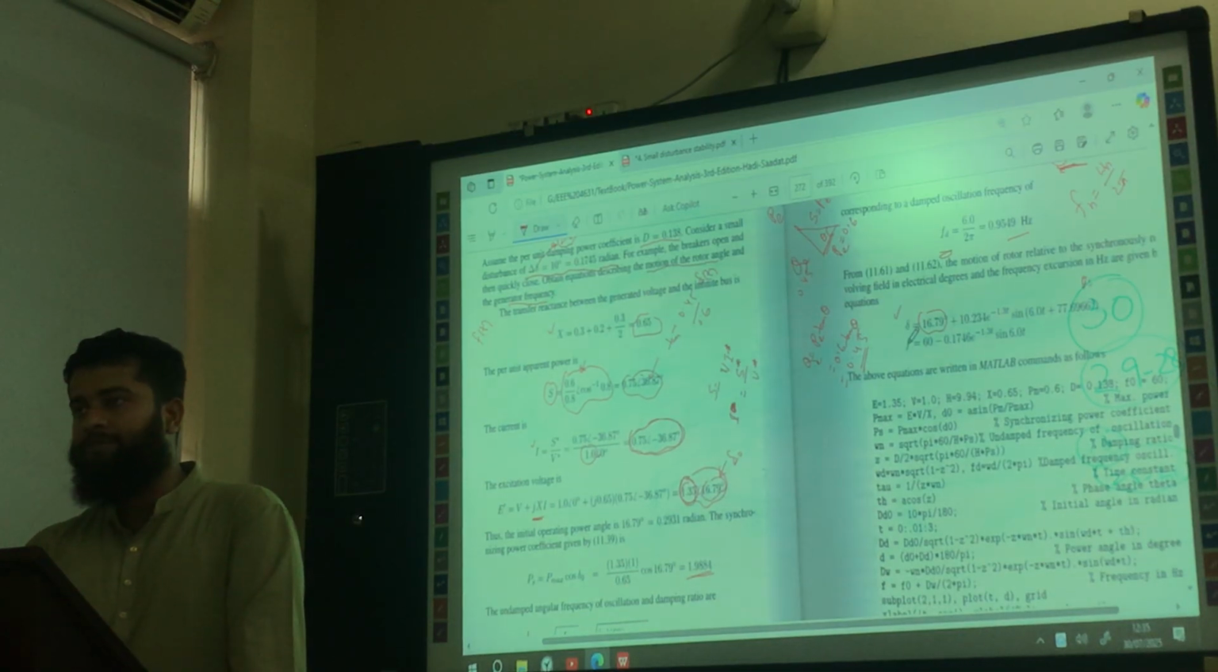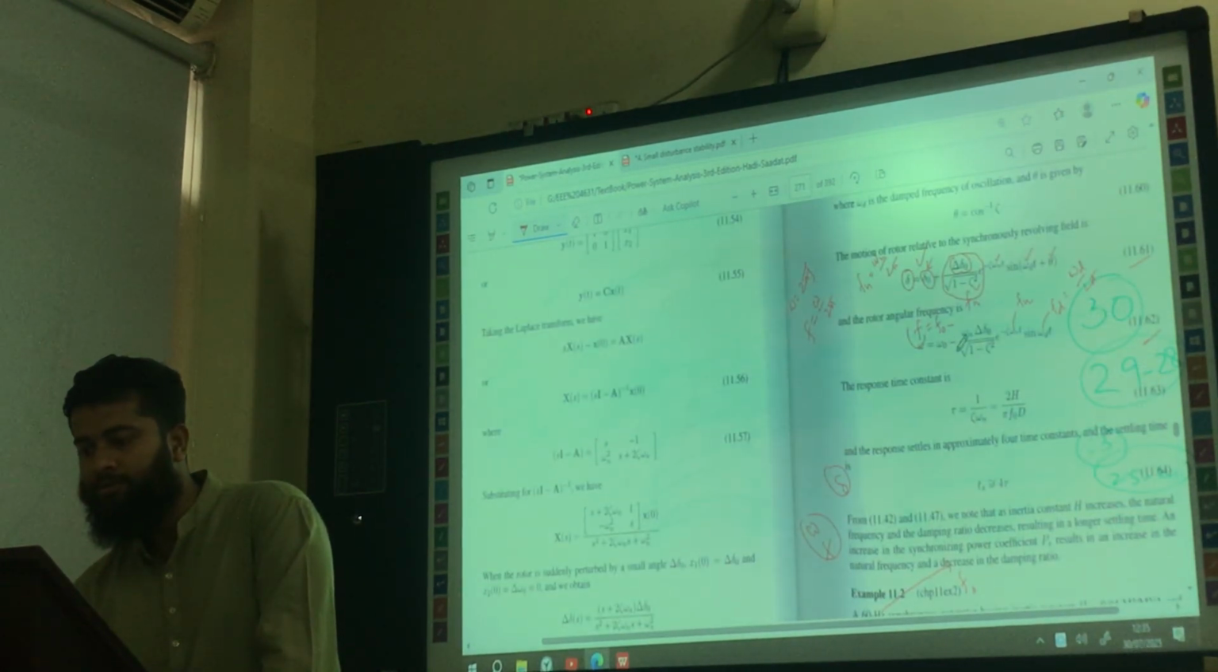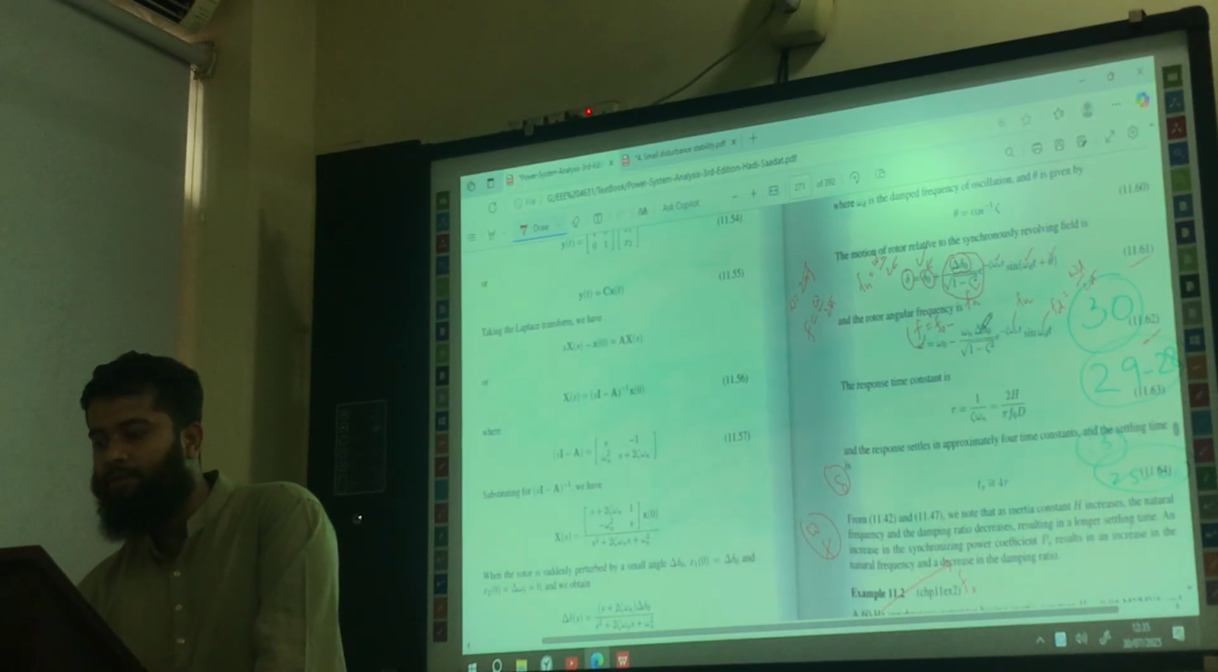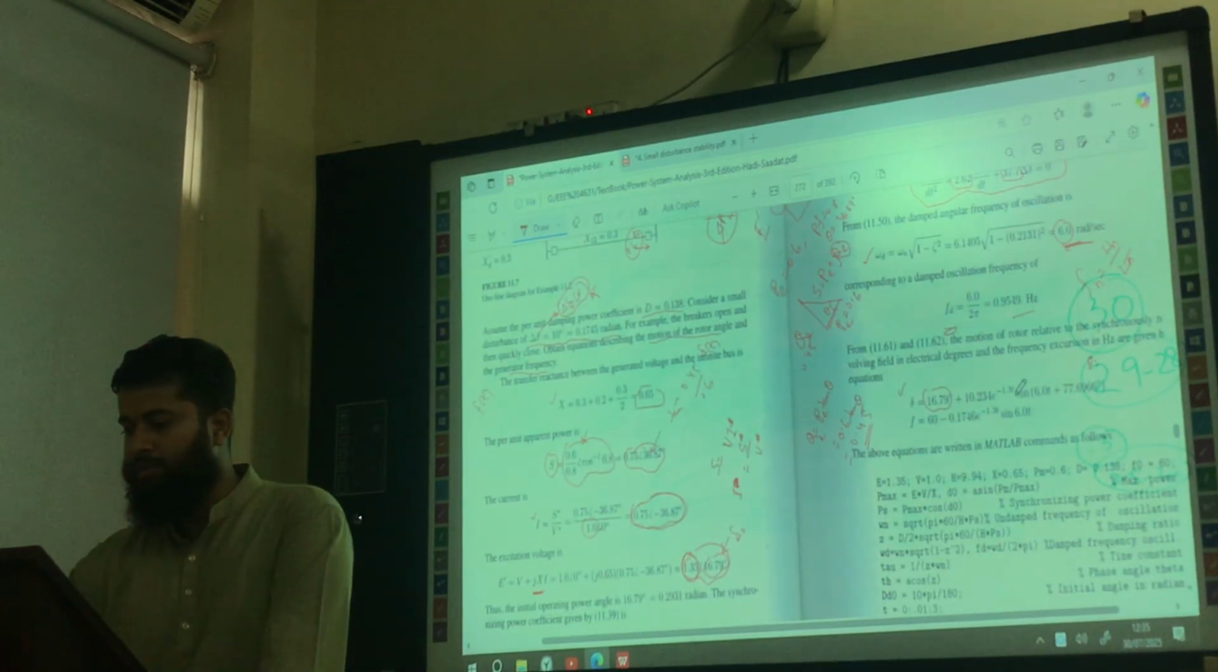Similarly, you can find the f. How? This is your f naught. So it will be simply f naught minus fn. You can find the fn from omega n. Then delta naught over root of 1 minus zeta square. Then this exponential term. Then this sine term. Okay.